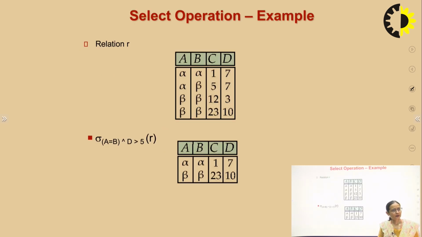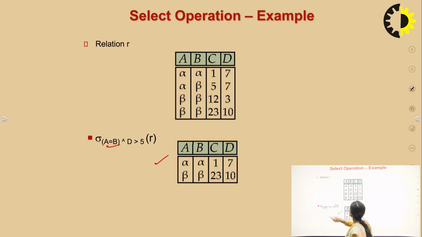This is another example. Here we have a relation R. Sometimes in exams, in a 2 marks question, you might be given a relation and a relational algebra query, and it might ask what the output is. In that case, you have to solve such a relational algebra query, that is, you have to find the output.